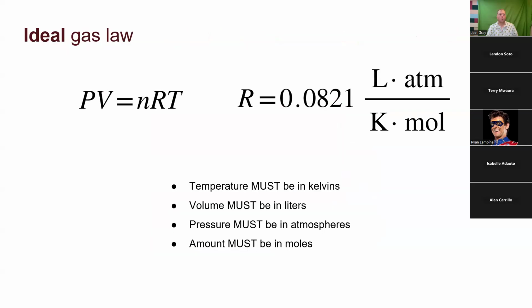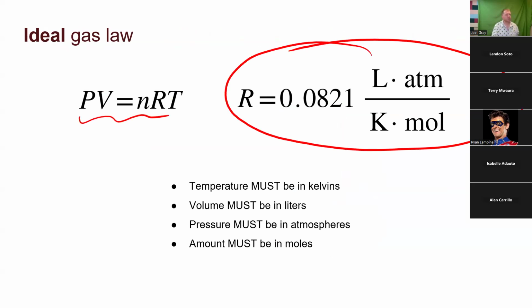Now, the ideal gas law or the ideal gas equation right here, PV equals nRT. R is going to be something that's always provided for you. Pressure is always going to be measured in atmospheres. If you were to see a problem that related to kilopascals or something like that, that can be converted, but that's not something that we're going to be doing in this class.